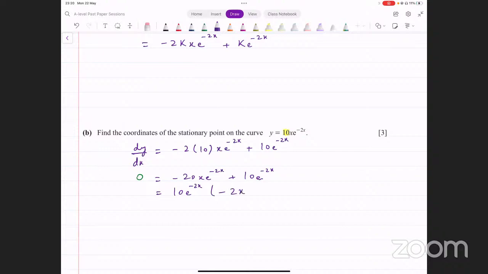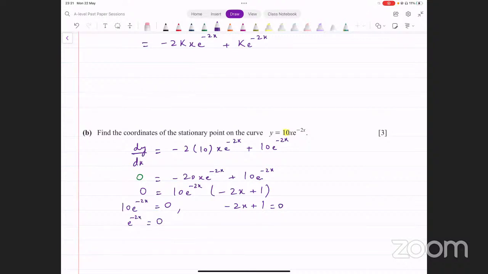-2x, right? Plus 1, this equals 0. That means either 10 e raised to power -2x equals 0 or -2x plus 1 equals 0. Now, how do we solve the first equation? If we try to solve the first equation, we get e raised to power -2x equals 0. You could try taking log on both sides, but remember, log of 0 is not possible. So this equation has no solution.